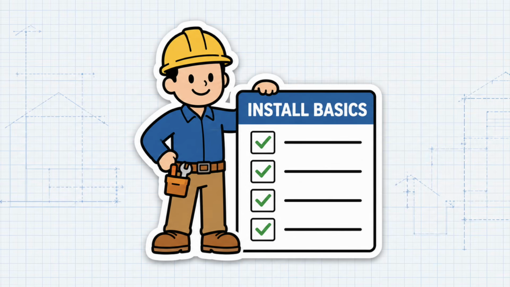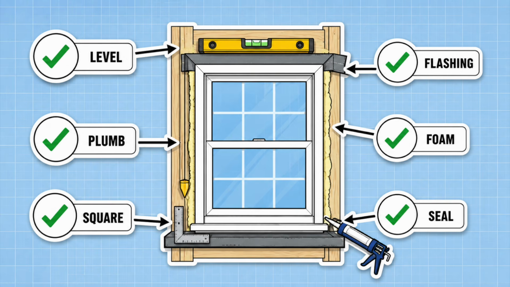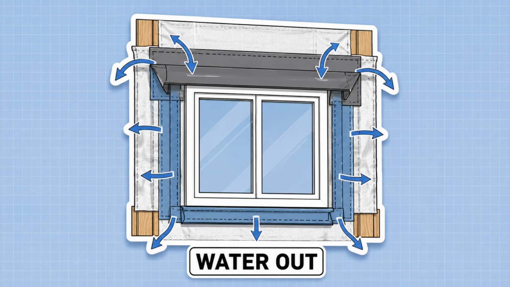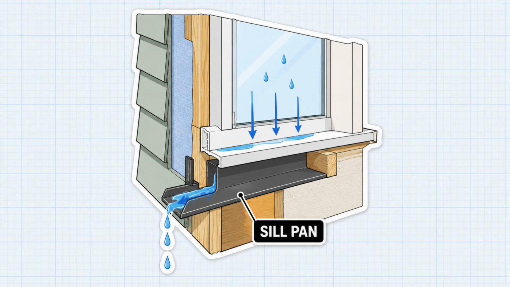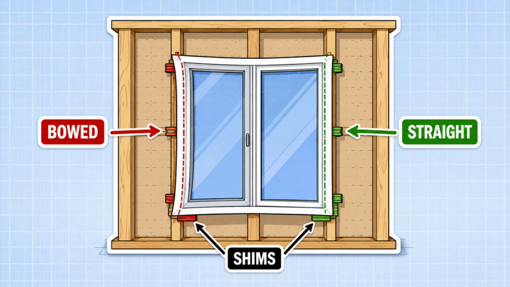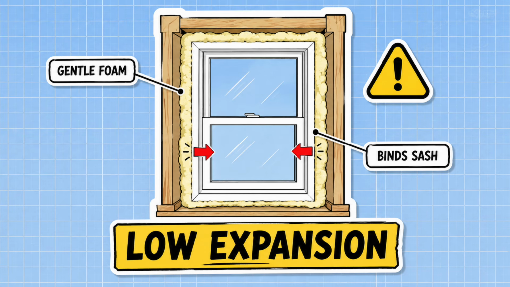Now, let us talk installation basics, even if you are not installing it yourself. A window should be level, plumb, square, flashed correctly, insulated carefully, and sealed without trapping water. Flashing is the water management layer, not just tape for looks. The sill pan or sill flashing is critical because water always finds the bottom first. Shims support and straighten the frame, but they should not bow the window. Spray foam should be low expansion so it does not squeeze the frame and bind the sash.